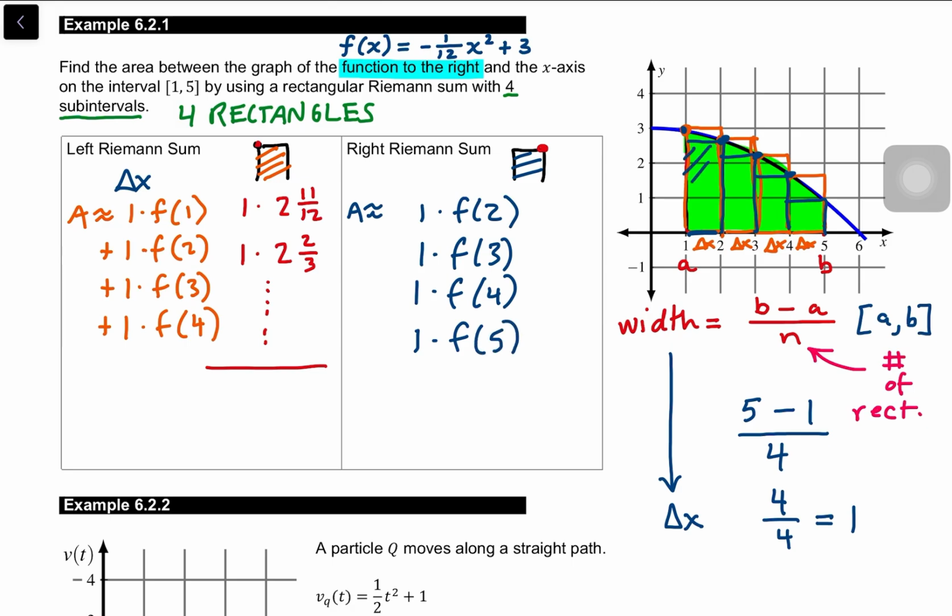And you can see from my picture that the blue rectangles actually give an underestimate. I'm leaving some of that green highlighted area aside in between the graph and the x-axis. And again, you could use a calculator and add all these up. I'm going to move on to the next example in the meantime.